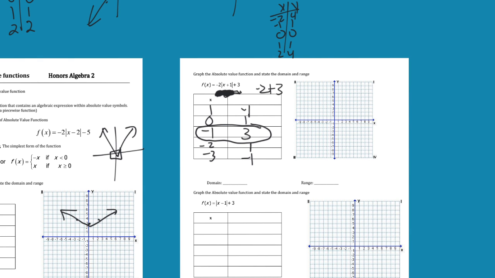You can pick any values for x because the domain is any real numbers. But if you want to see the symmetry right quick, finding the middle is going to help you. So -1 goes to 3. -2 goes to 1.